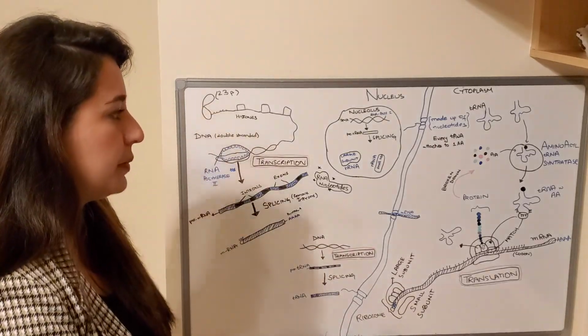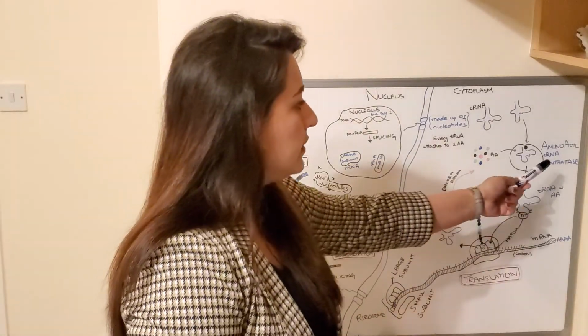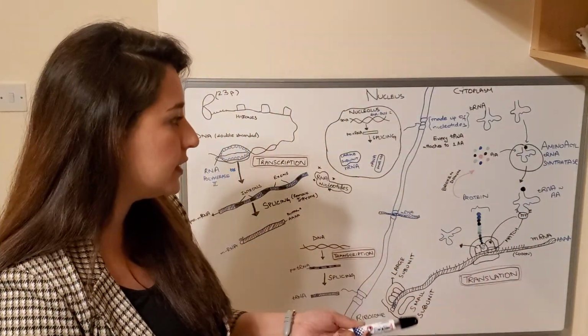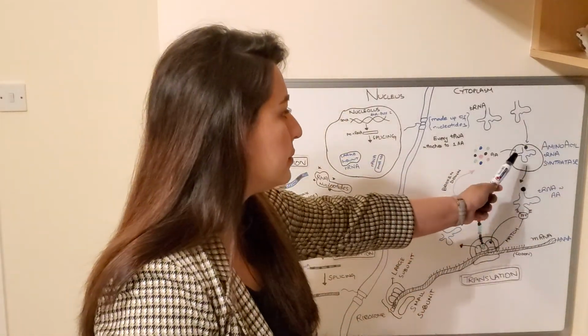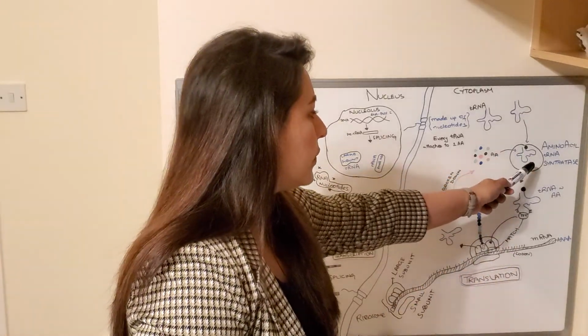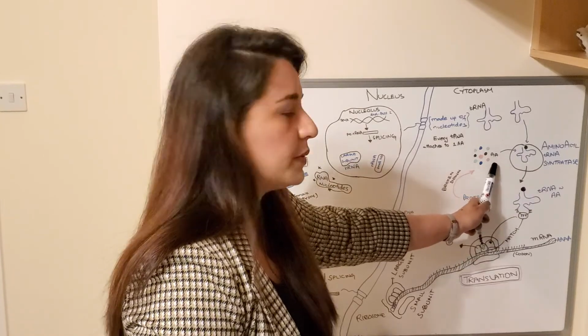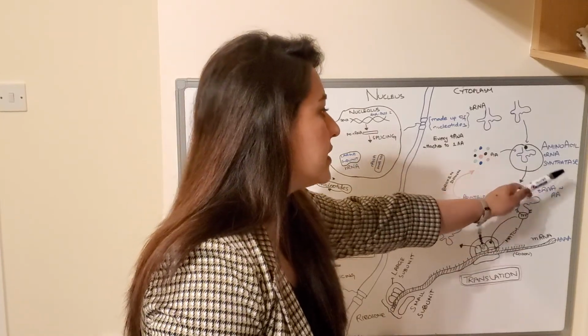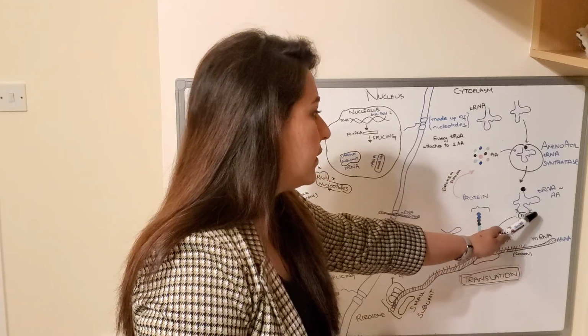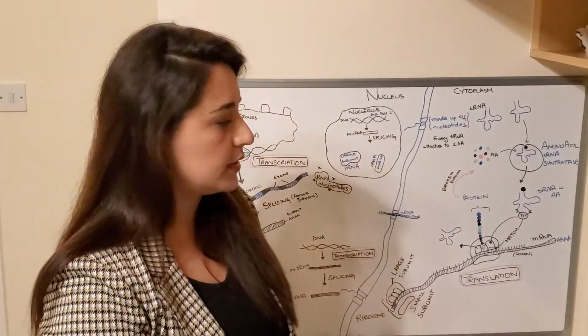But how would that happen? So we have this aminoacyl tRNA synthetase enzyme that's present inside the cytoplasm. It would help in the attachment of tRNA to amino acid. So one tRNA would attach to a specific amino acid with the help of this enzyme, and then we'll get a structure like this. So we have tRNA and we have amino acid.